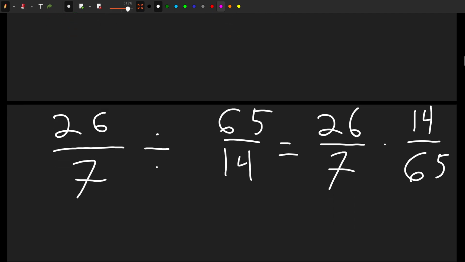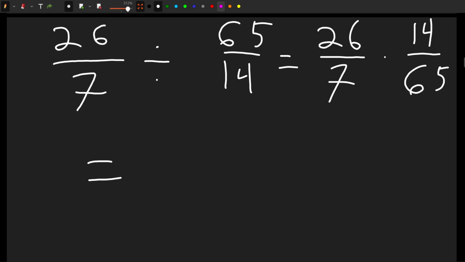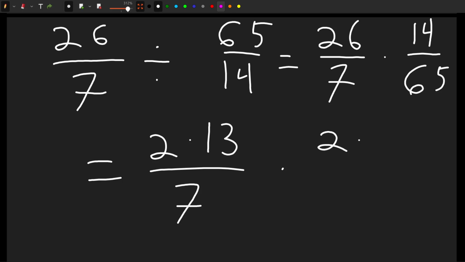Now, here, 26 has prime factorization 2 times 13. 7 is prime already, so we're just going to leave it as is. 14 has prime factorization 2 times 7. And this is one key point why I like to use the prime factorization.